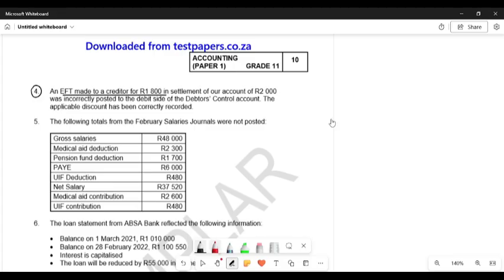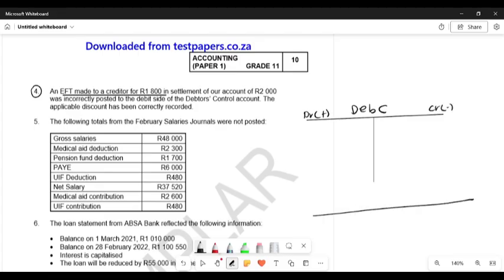Now, let me just quickly analyze this, right? So let me draw my two accounts here. My debtors control, which always increases on the debit side and decreases on the credit side. And let me also draw my creditors control. So always whenever you have these type of questions, this is what they expect you to do, right? Or rather you could do this and it would guide you with regards to what to do. So this account always increases on the credit side and decreases on the debit side.